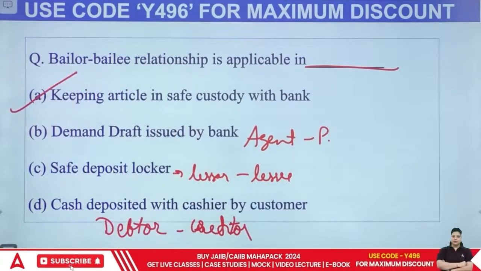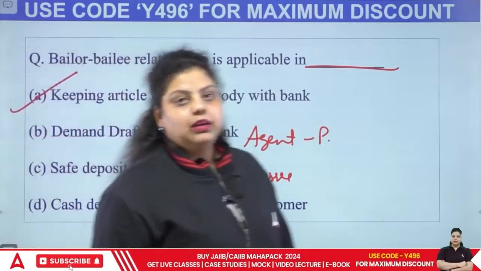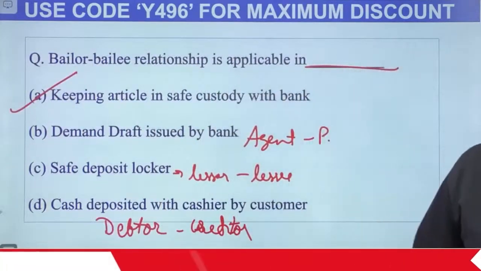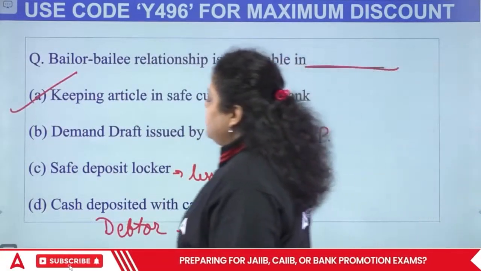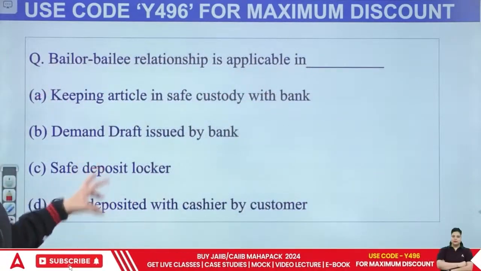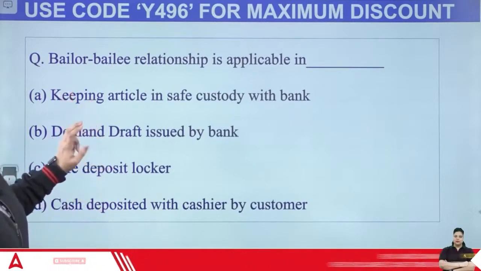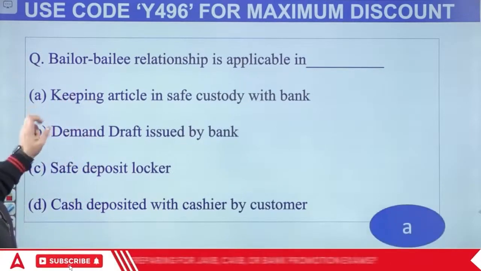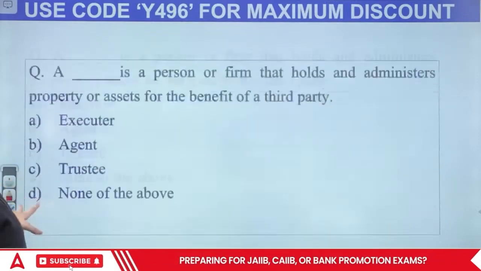Keeping an article in safe custody makes the bank bailee and the customer bailor. So the bailor-bailee relationship is applicable in keeping articles in safe custody. All the other relationships I have explained in this question, do make sure you're remembering each and every one. So the right answer will be A. Next.